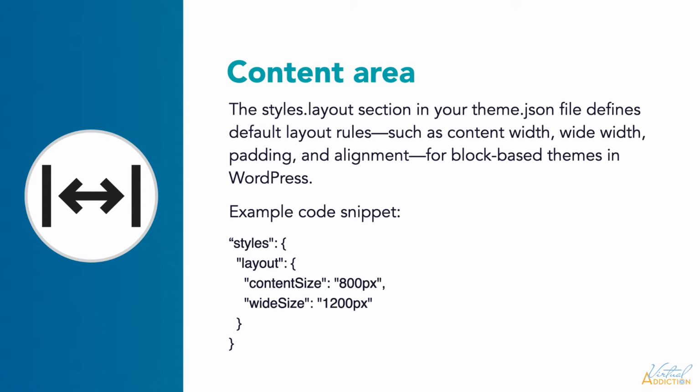Here's an example of some code. In this example, the key is styles, and then we have a sub-object or key of layout inside of styles. We are targeting contentSize. This sets the default maximum width for normal content blocks. These are things like paragraphs. And then we also have wideSize. This will set the max width for blocks aligned with wide. Typically, these are things like groups or images.